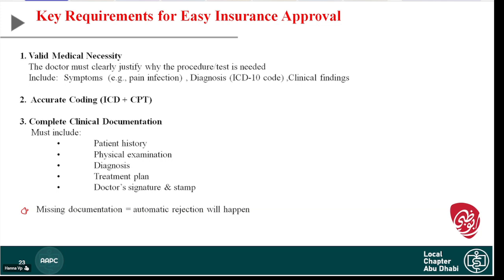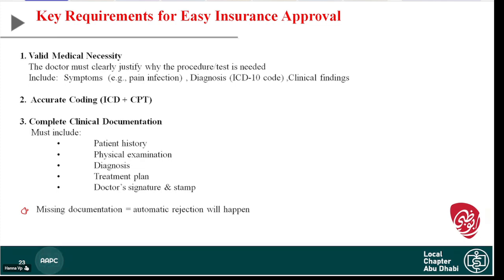The second requirement is accurate coding, ICD plus CPT. So the doctor should mention the diagnosis code from ICD and the exact code for CPT. If we are not giving the proper codes, and the ICD code and CPT code procedures are not matching your diagnosis, definitely there is a chance of rejection. Okay, so we need accurate coding.